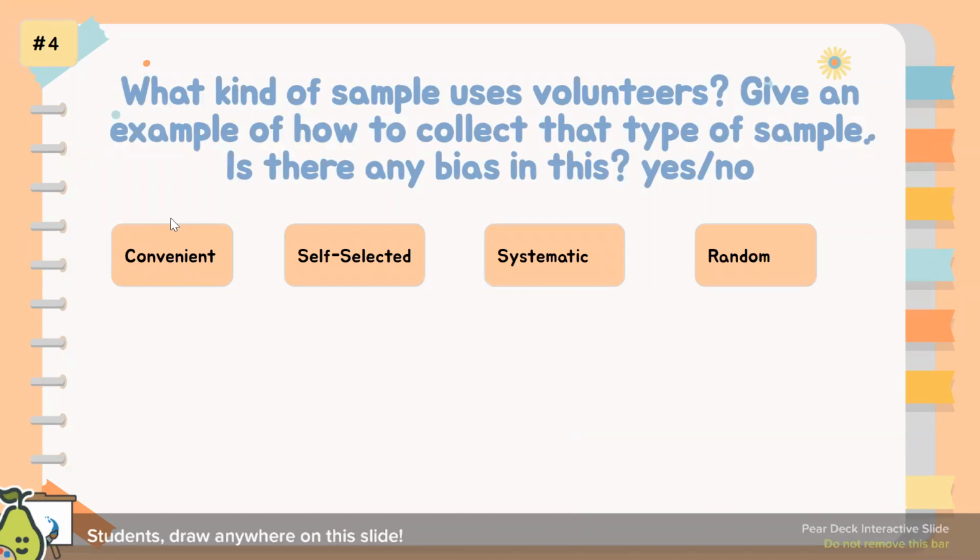All right, moving into the statistics portion. What kind of sample uses volunteers? Give an example of how to collect that type of sample, and is there any bias in it? So we have options of convenient, self-selected, systematic, and random.